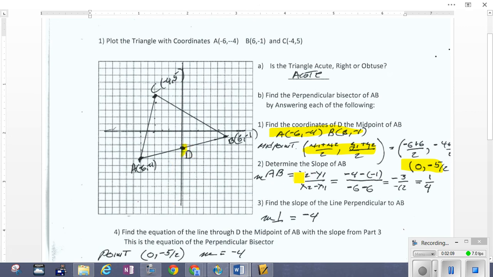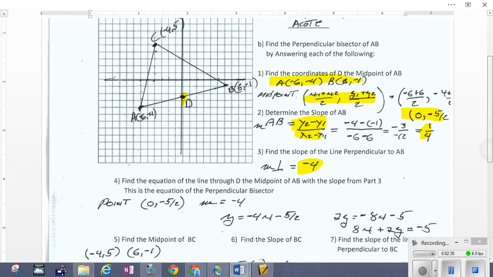Slope, don't forget the slope formula, right? Every one of these steps along the way, you've got to double check because everything that you do here is going to carry on down later. So make sure you're using your calculator, get the right slope, okay? Make sure you're using your calculator to get the right midpoint. My slope is 1/4. We're talking about perpendiculars, so the slopes are the negative reciprocals there, all right?